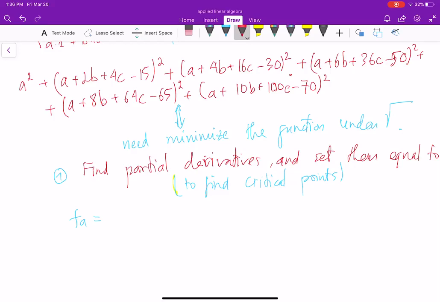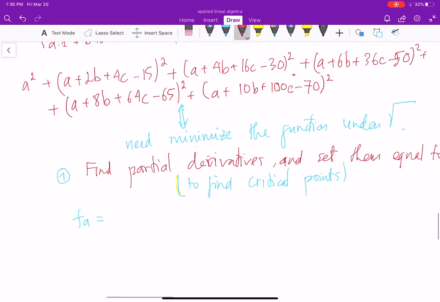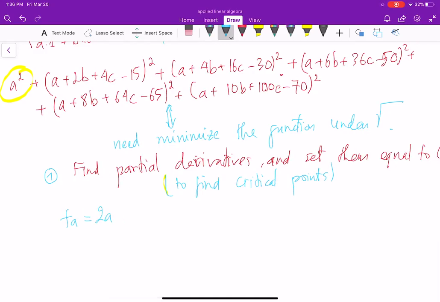When you differentiate with respect to a, you look at b and c as numbers. So the derivative with respect to a of b and c would be 0. The first term will give you 2a. For the second term, I use the chain rule. I have plus 2 times (a + 2b + 4c - 15).